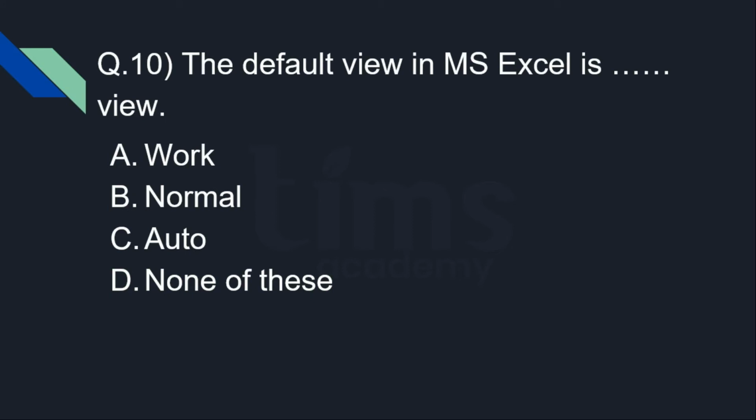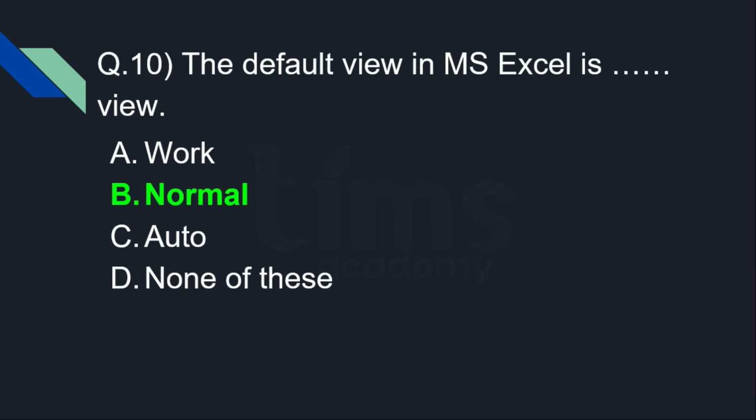Question number 10. The default view in MS Excel is dash view. Option A, work; option B, normal; option C, auto; option D, none of these. The answer is option B, normal.